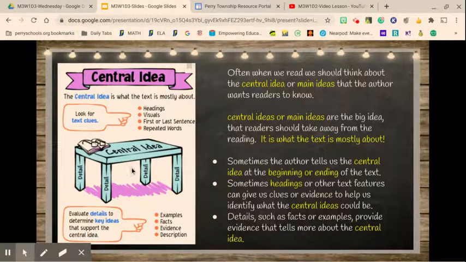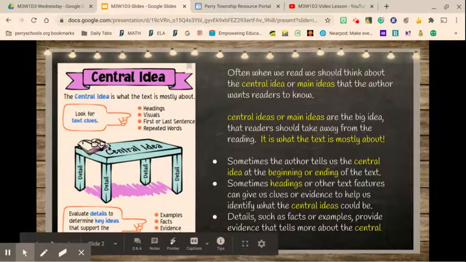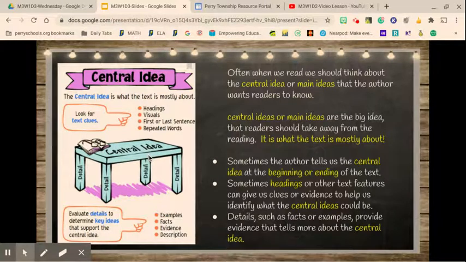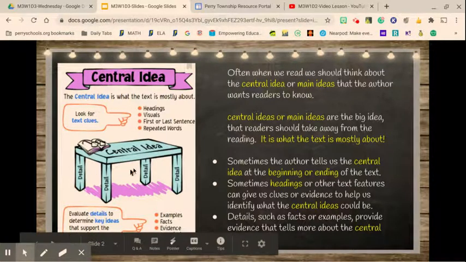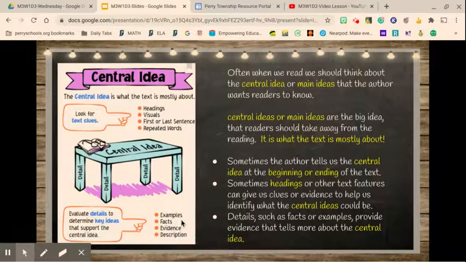When we're looking at central idea, we like to think of it as a table, and with this table, you have to have supporting details. So the legs are the details, and without all of the legs, the central idea would not be able to stand up. The table wouldn't be able to stand. So when we evaluate details to determine key ideas that support the central idea, some of the details that we might see are examples, facts, evidence, and descriptions. So we're going to be looking at this a lot to help us find the details.